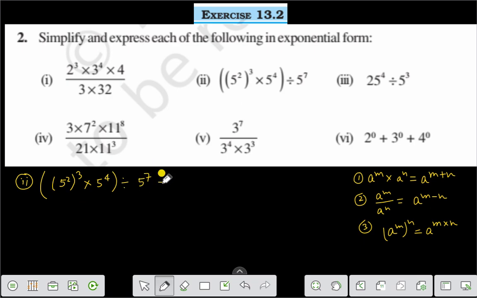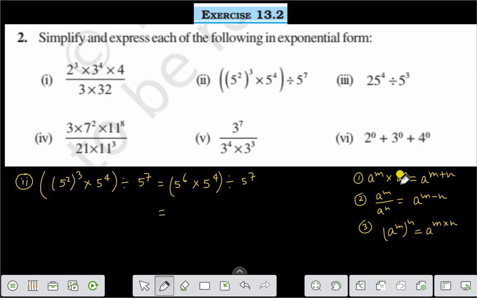Therefore, we can write it here as 5 to the power 2 to the power 3. This one, a to the power m to the power n, is a to the power m into n. You will multiply this, that is 5 to the power 2 into 3, that is 6, into 5 to the power 4, divided by 5 to the power 7.